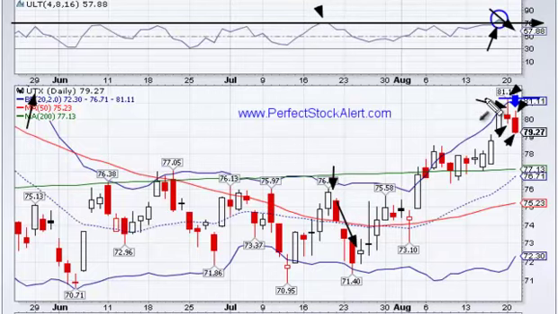What would I do with this? I would actually look for a short situation here. Anything from today's low or higher, as long as she remains within this range right here, anything in here I would short. This little blue line right here is indicating where I set my stop, at 81.